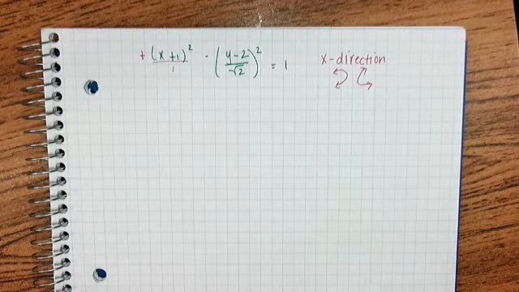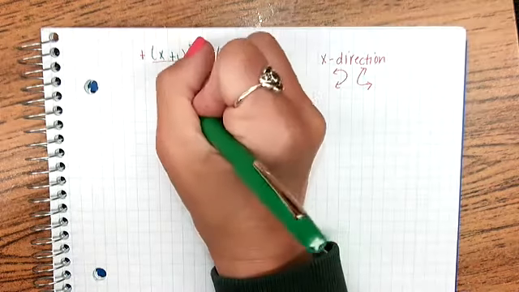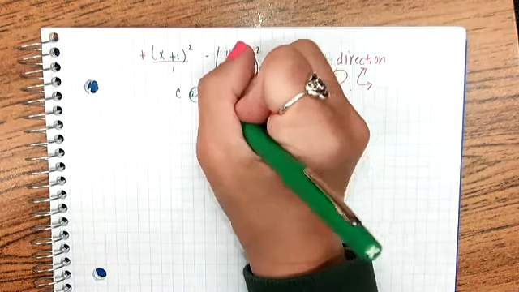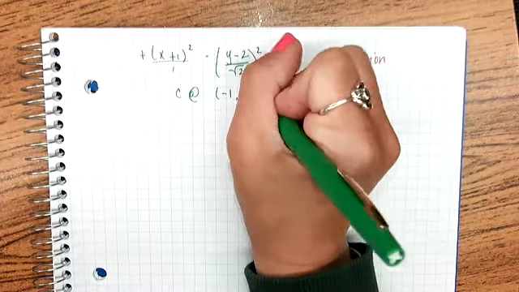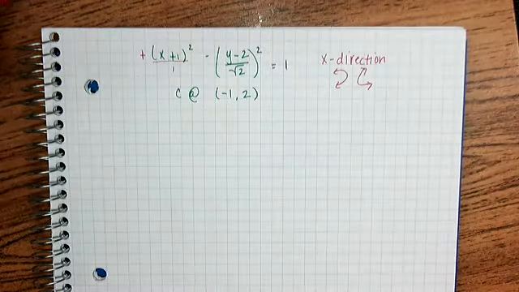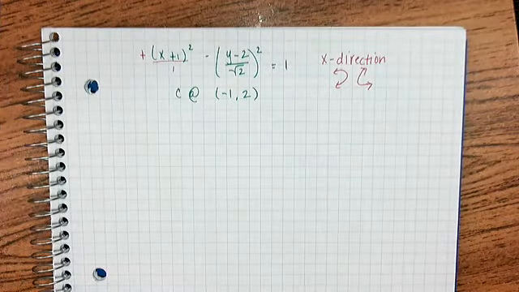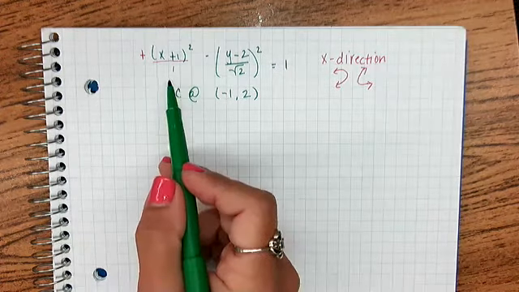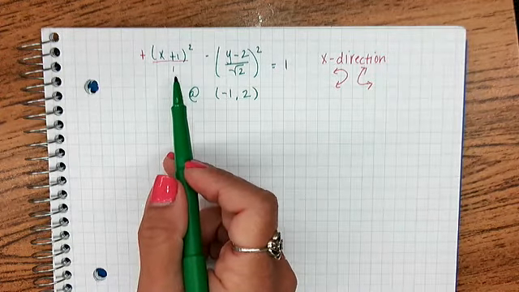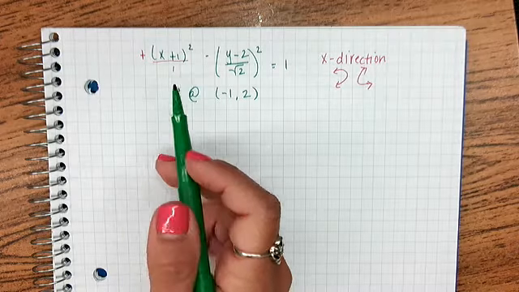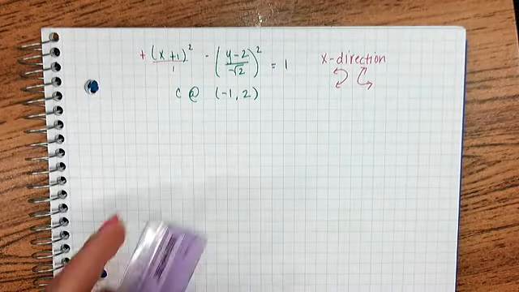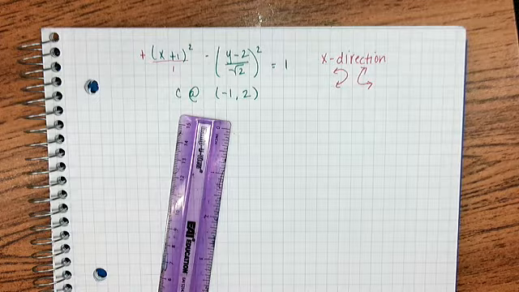Okay, so the center of this hyperbola is -1, 2. This hyperbola has vertices. A is 1. So this has vertices, right 1, left 1. So let's just graph it first. I think that's helpful for many of you.